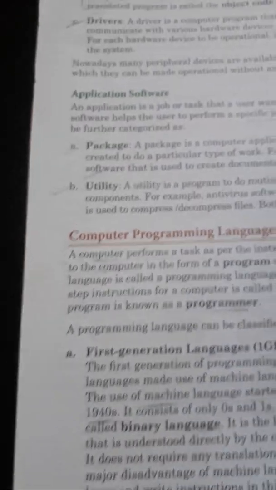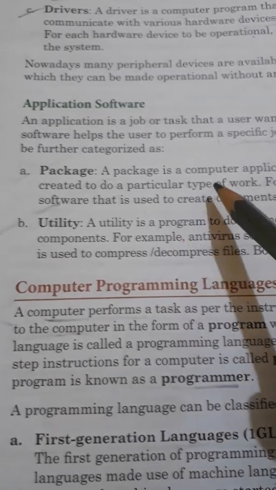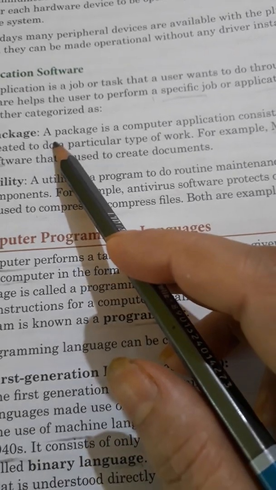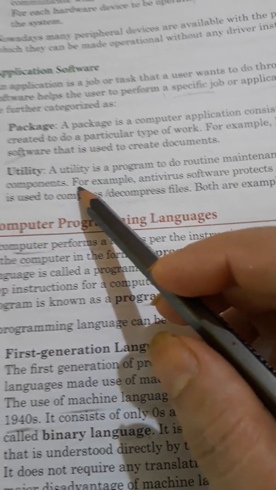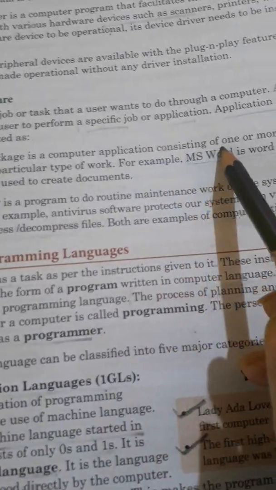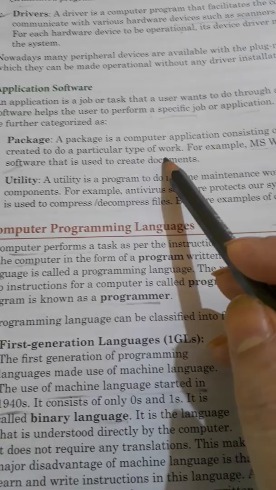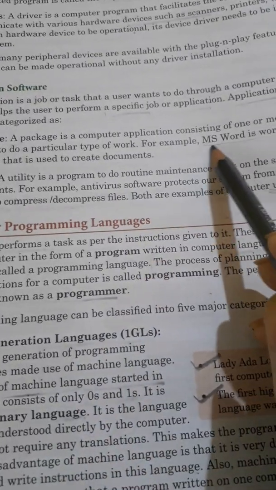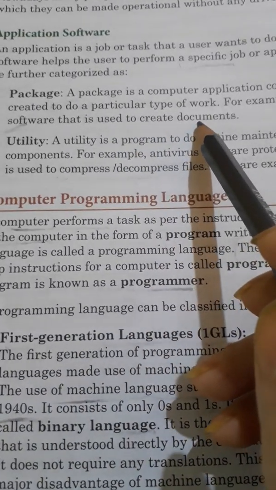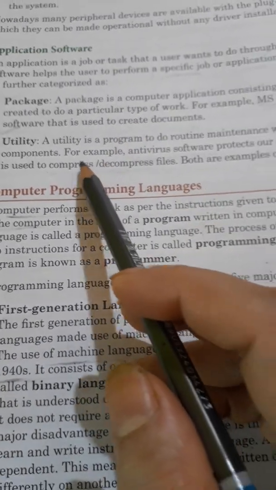Now come to the application software. Application software has two parts. One is package and number two is utility. What is a package? A package is a computer application consisting of one or more programs created for a particular type of work. For example, MS Word is word processing software that is used to create documents. Very, very important.